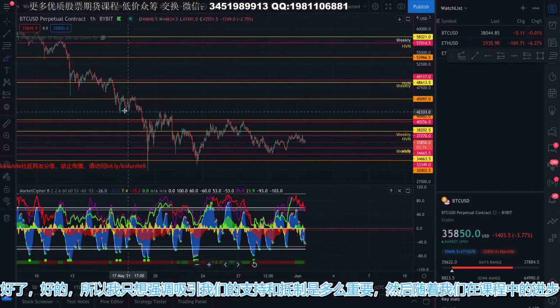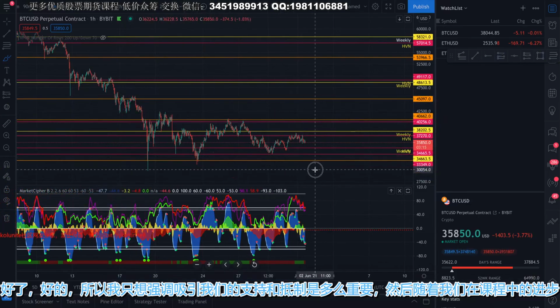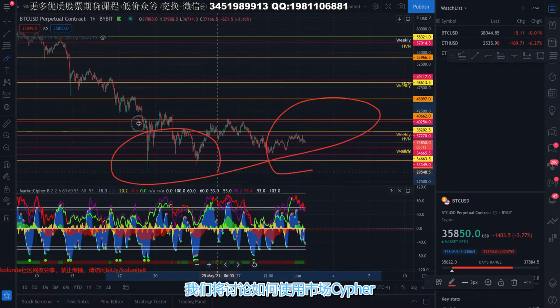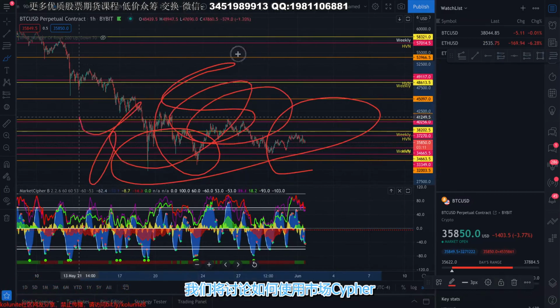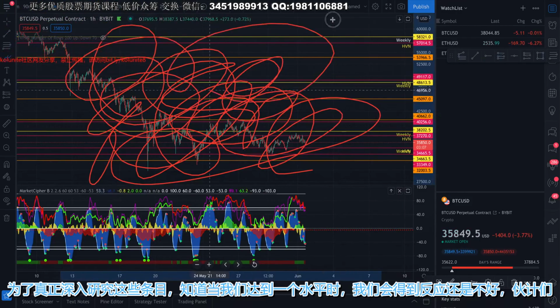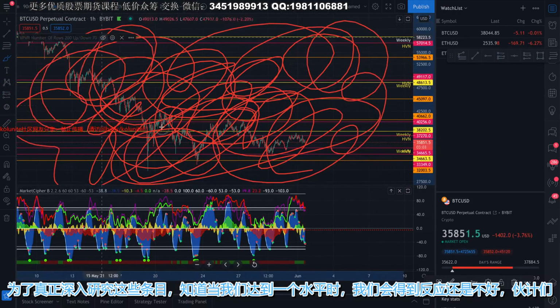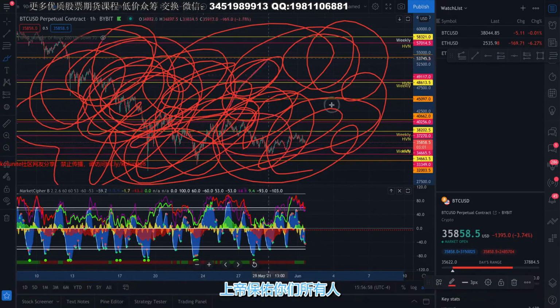Okay, so I just want to highlight how important it is to draw out our support and resistance. And then as we progress in the course, we're going to be talking about how to use Market Cipher to really drill in on those entries, to know when we come to a level, are we going to get a reaction or not? All right, guys, God bless all of you.